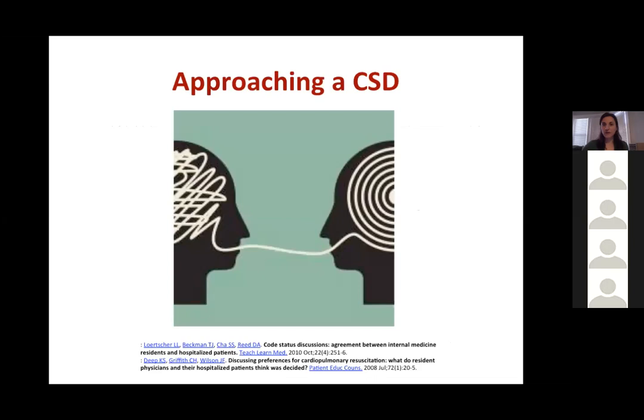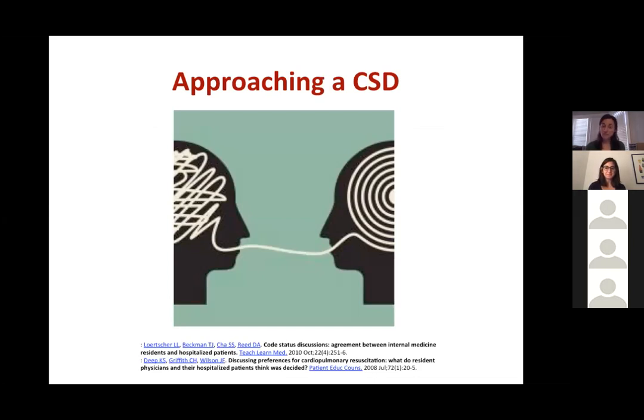The last thing I want to acknowledge before we get into it is that, like everything in medicine, what we say is not necessarily what patients hear, and vice versa. There have been a couple of studies looking at residents having code status conversations in particular. In one study, in only 63% of cases, when residents had code conversations with patients, did the patient and the resident actually agree that a code status discussion had even taken place.